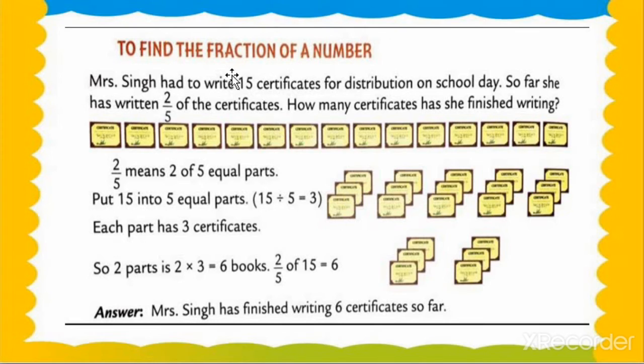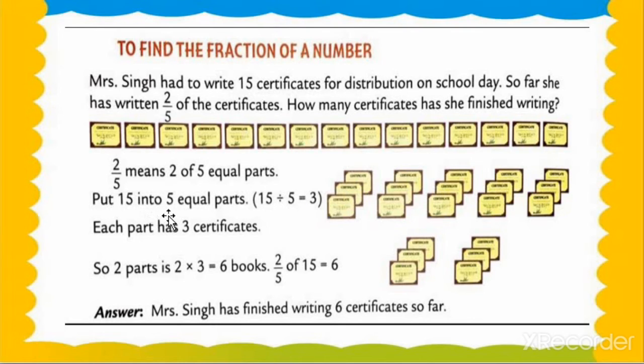Total there are 15 certificates, and she has written 2 by 5 of the certificates. Understood, my dear students? Now we are going to check what is the meaning of this. Find the fraction. How will we find? 2 by 5 means what? 2 of 5 equal parts. See here, this 2 upon 5 means 2 of 5 equal parts.